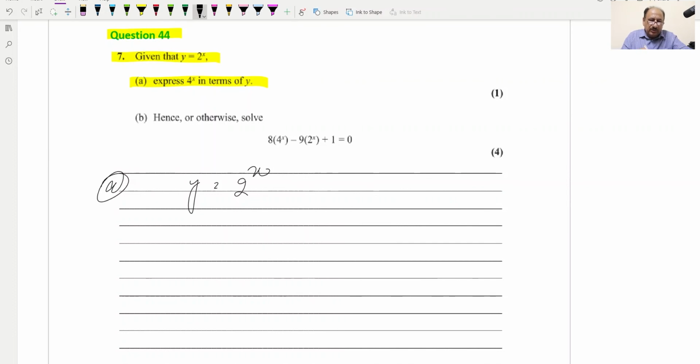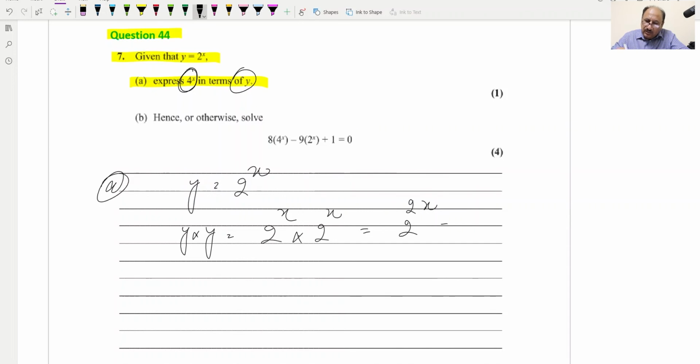This is the part which we are solving. So we have to express 4 raised to the power x in terms of y. To get 4 raised to the power x, we will multiply y by y, which will be equal to 2 raised to the power x into 2 raised to the power x. So this will be equal to, we can write multiplication, and bases are the same, so powers will be added. So this will be 2 raised to the power 2x.